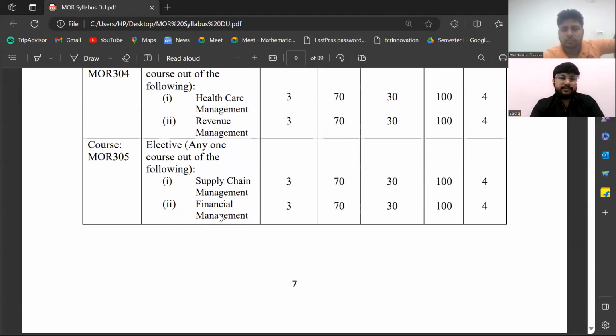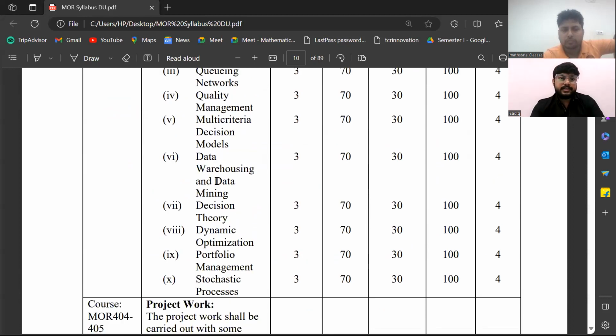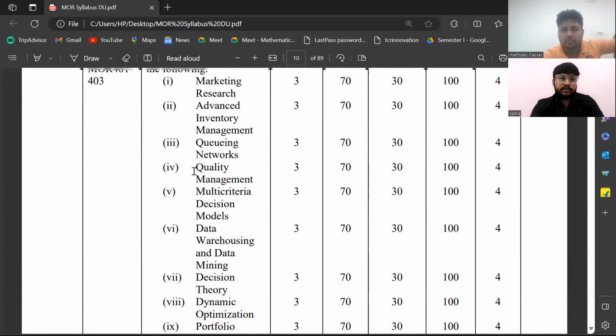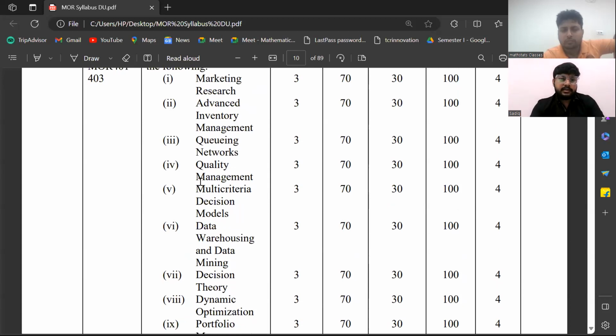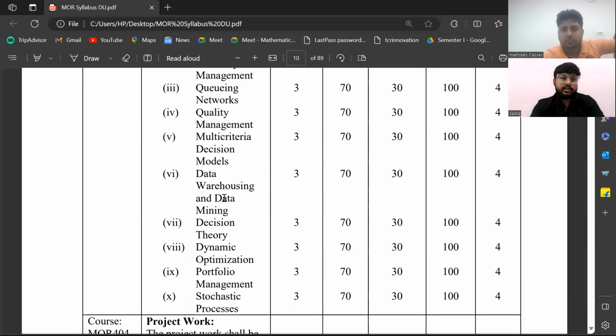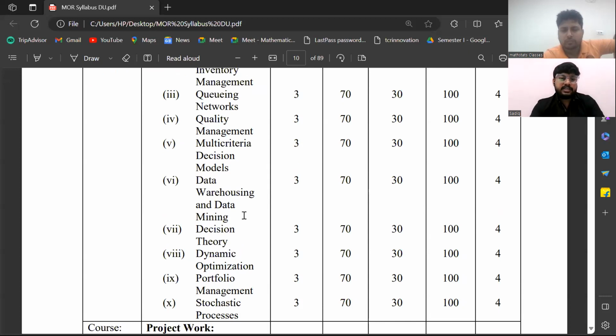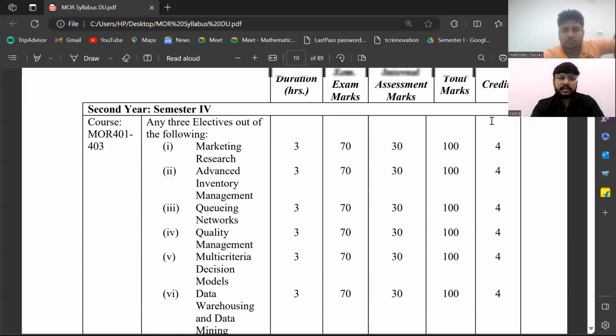That is a boom in today's market. Financial management. And in the fourth semester, you have a lot of options or elective subjects, and you have to choose three subjects. As you can see, there are quality management, decision models, data warehousing, and data modeling. That is a really great subject if you are going into the field of machine learning. It will help you a lot. With data warehousing and data mining, you will learn about machine learning, basically all the operations on data, portfolio optimization, and stochastic processes. So this is the brief syllabus, and I will share the PDF so that you can learn about the detailed syllabus of OR.